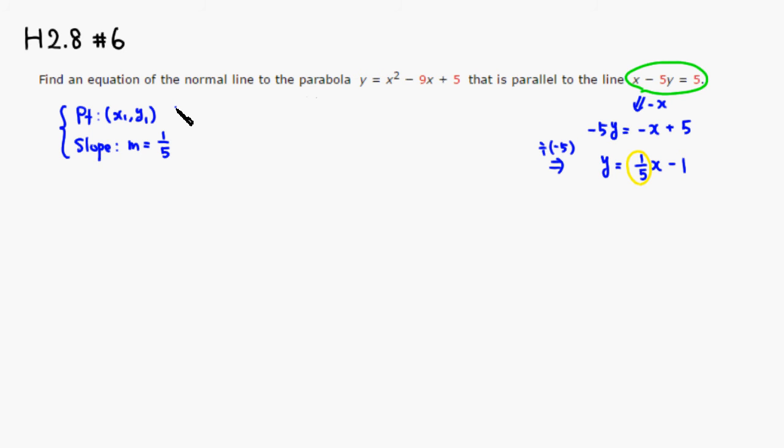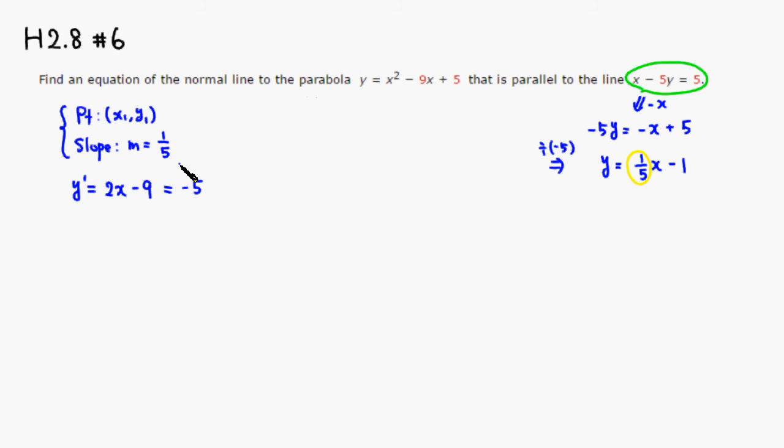Since a tangent line is perpendicular to the normal line, if you look at the derivative of this curve, the parabola, y prime is equal to 2x, and the derivative of 9x will be minus 9. And then we know that a tangent line will have the negative reciprocal of the slope of the normal line because they're perpendicular. So the negative reciprocal of 1/5 would be negative 5, right?